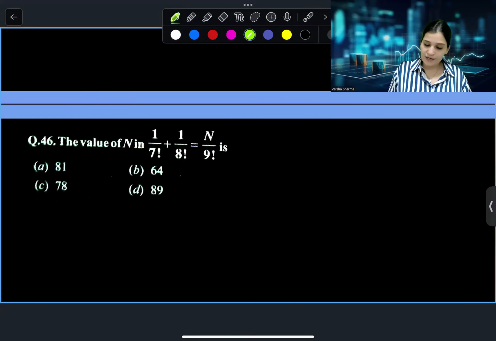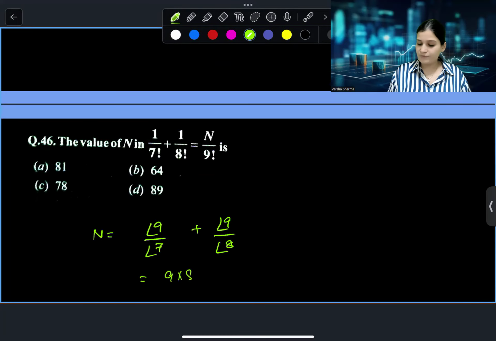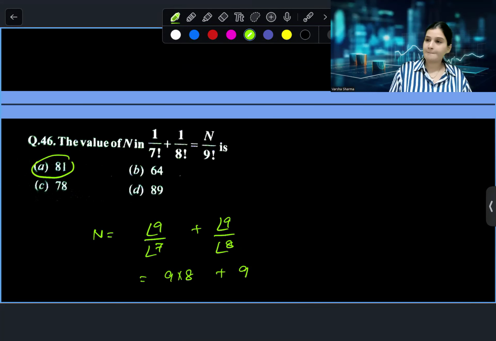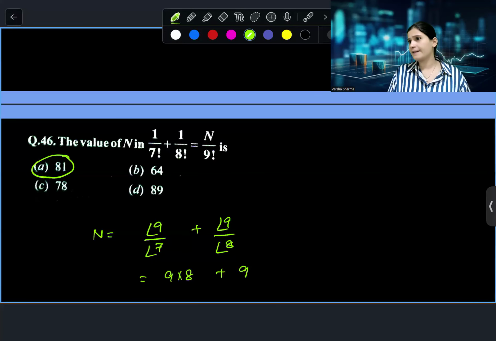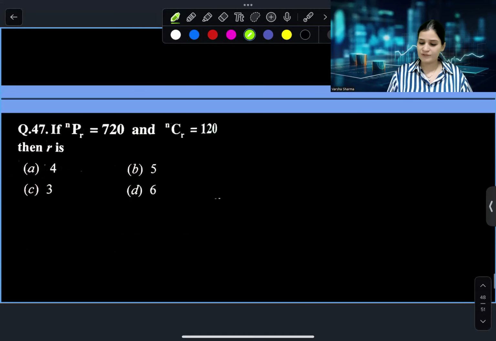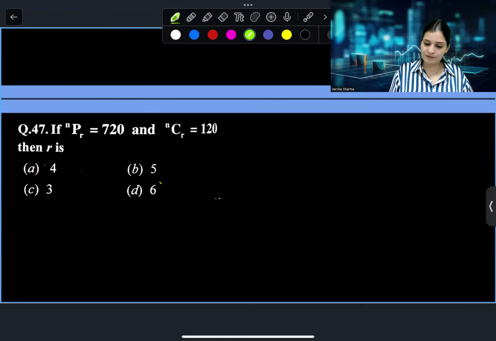Answer. So n will be factorial 9 by factorial 7 plus factorial 9 by factorial 8. This is 9 into 8. Factorial 7 gets cancelled. This is 9. 72 plus 9, that is 81. Factorial 9 goes to the left side. We did the same sum. Repeat. R will be 3.